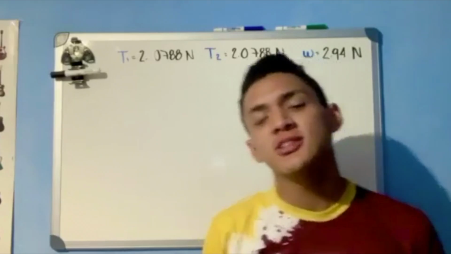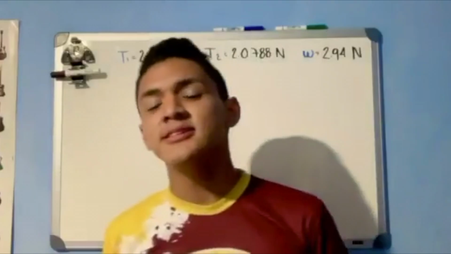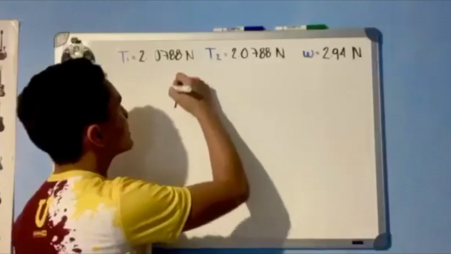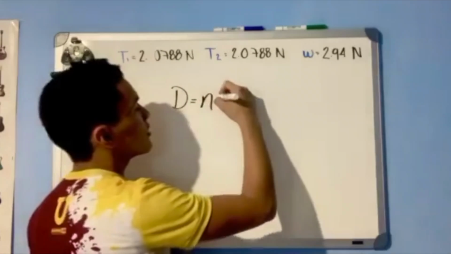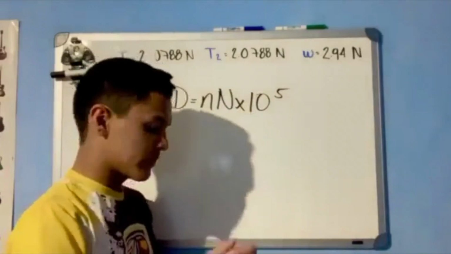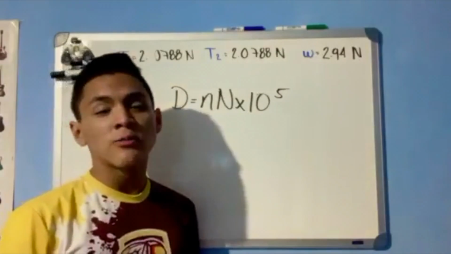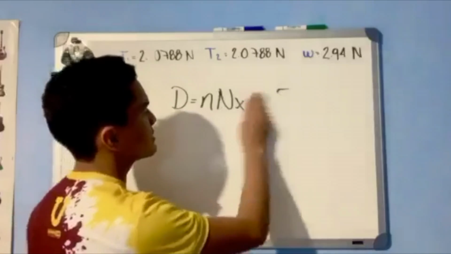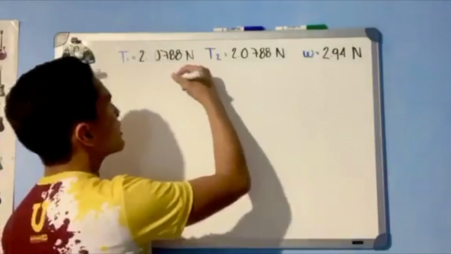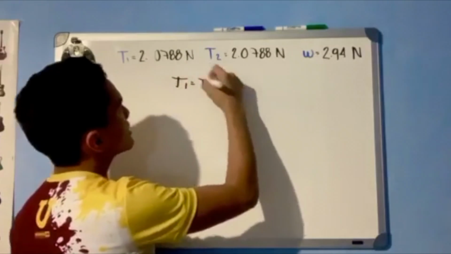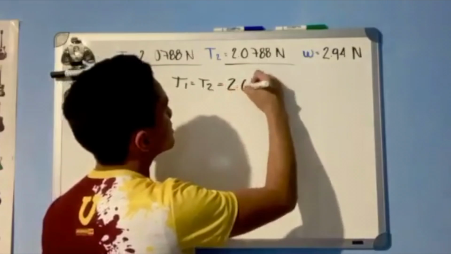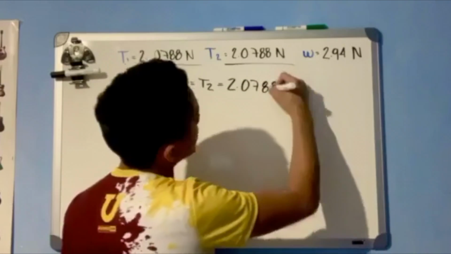Well, now I will change the forces from newtons to dynes, and this is easier than it appears. Why? Because there is only a simple step. The number of dynes is equal to the number of newtons multiplied by 10 to the 5. Now I will do the substitution of this equation. The tension 1 in this case is equal to the tension 2, as you can see, and this is equal to 2.0788 newtons.